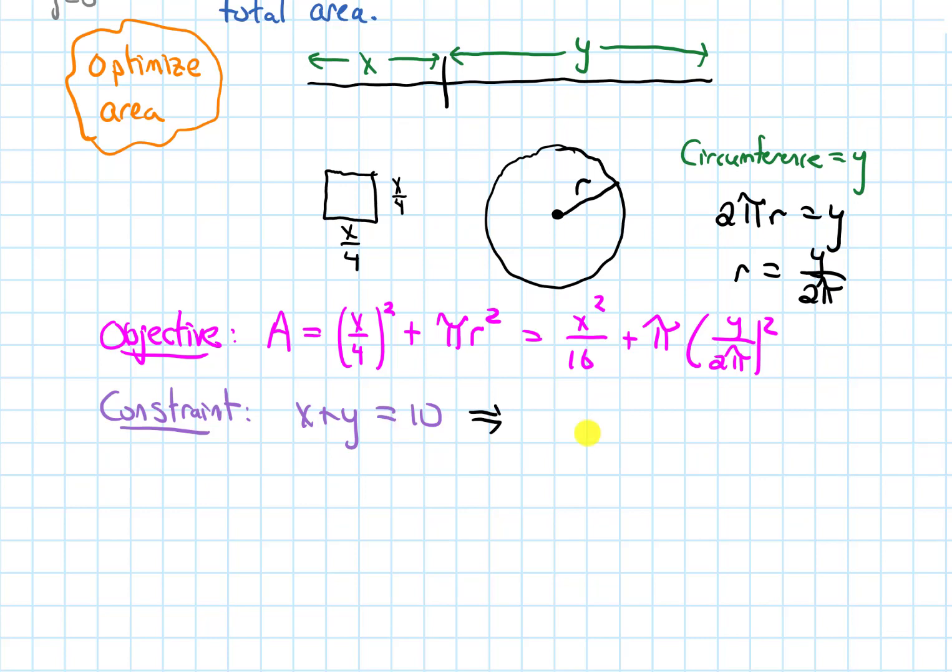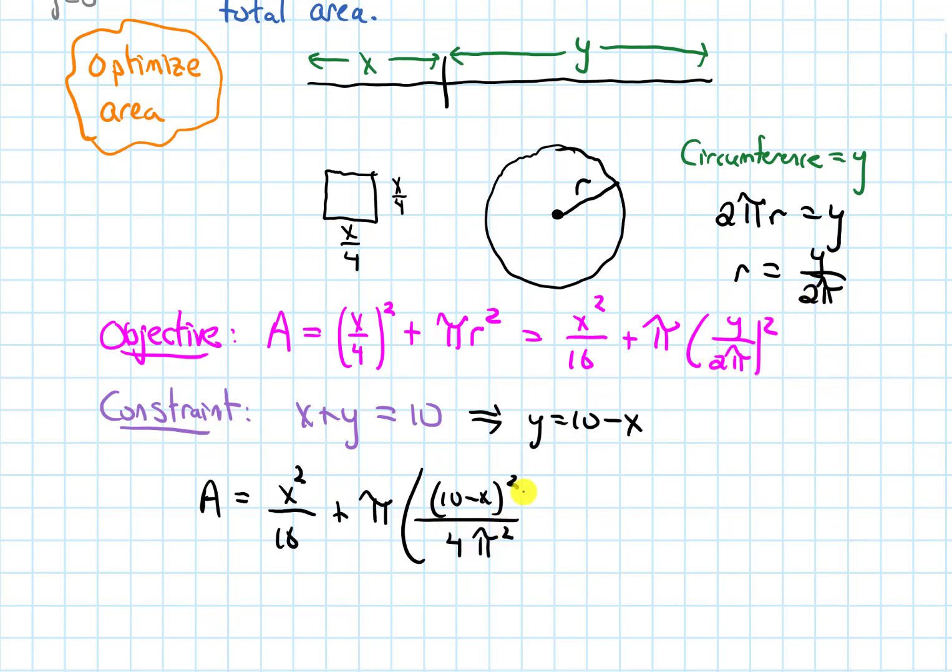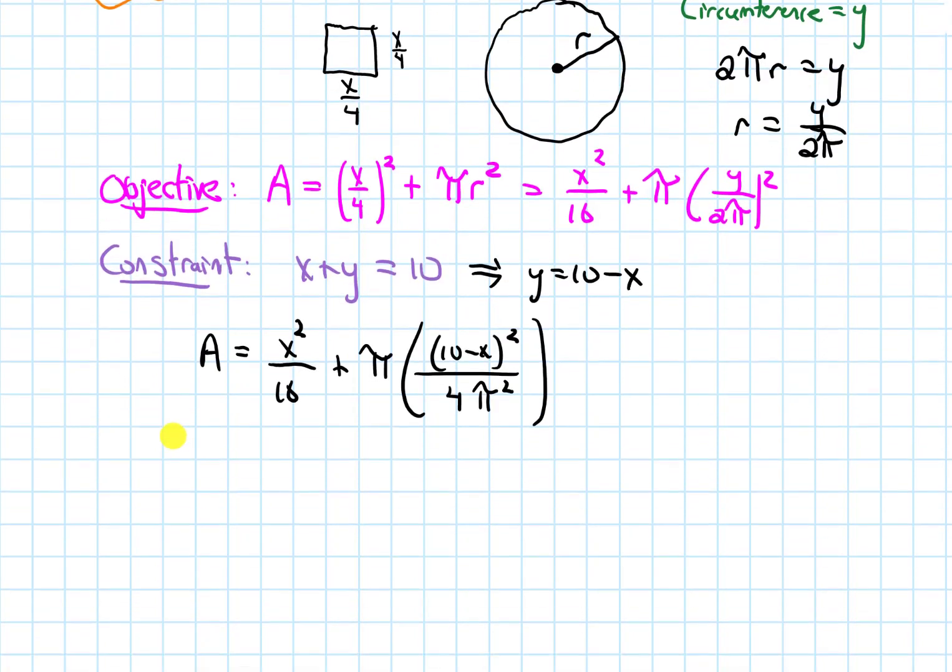Okay, so if I isolate y, we get y equals 10 minus x. I could also isolate the x. I would say both of them are equally easy to isolate here. And if I plug these into my area, we get x squared over 16 plus pi times y squared, which is 10 minus x squared. And on the denominator, we'll get 2 pi being squared, which is 4 times pi squared. All right, so we can simplify.